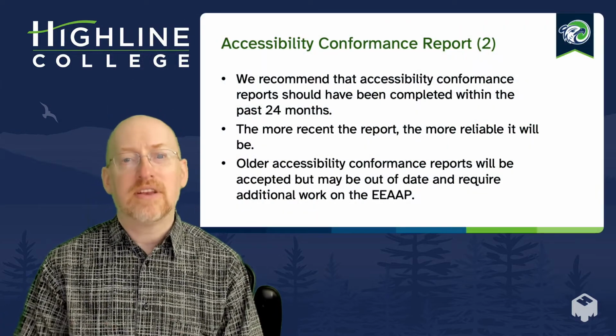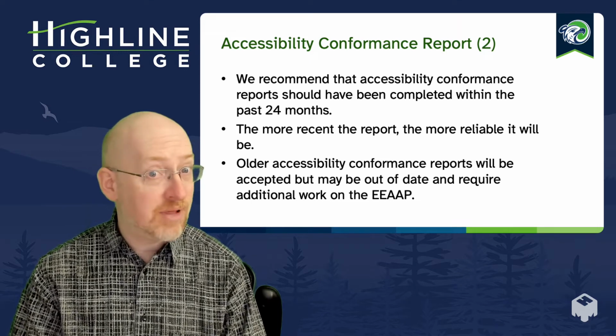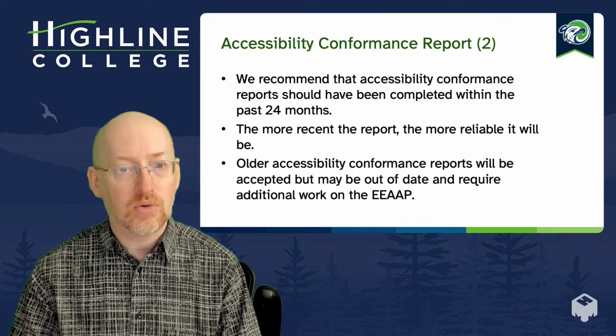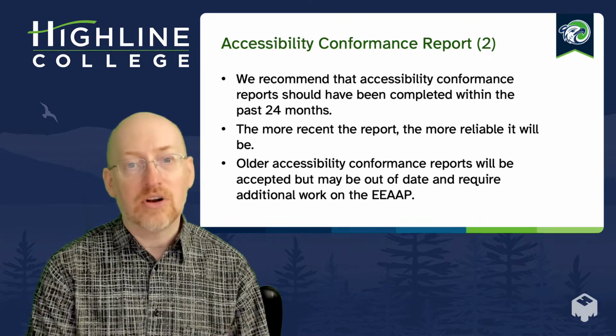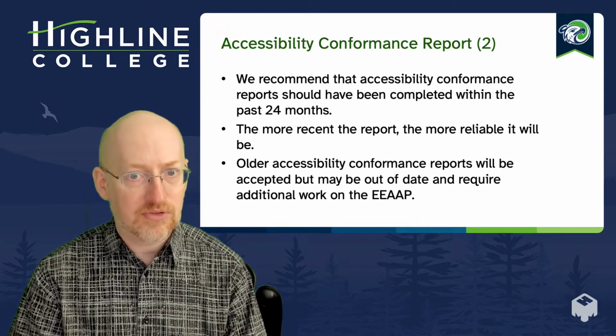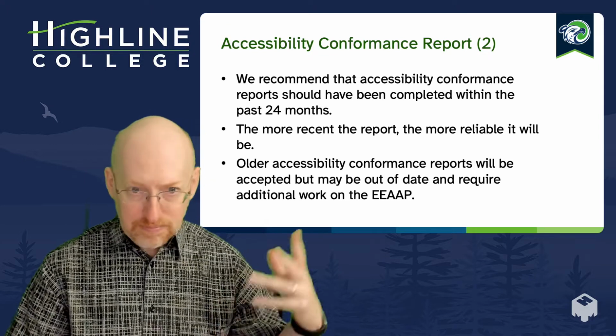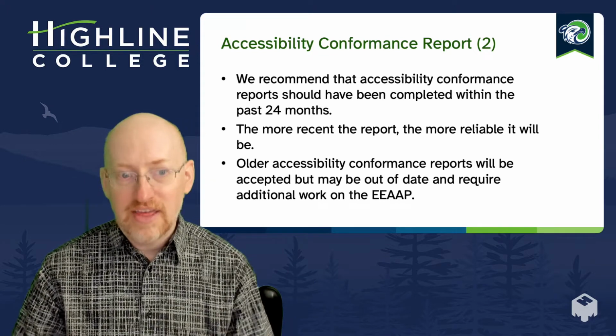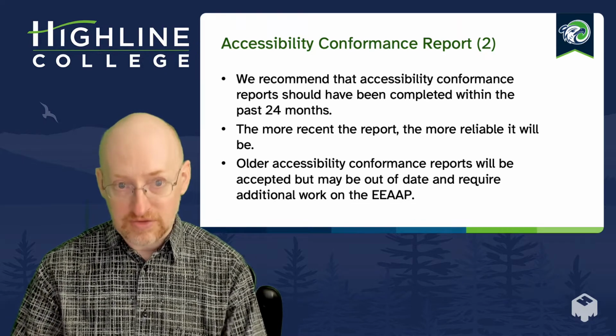We recommend that accessibility conformance reports should have been completed within the past 24 months. Of course, the more recent the report, the more reliable it will be. And if all there are are older accessibility conformance reports, we'll accept them, but they may be out of date, not current to the current version of the software or product, and this may end up requiring a little bit more work as you're building the EAAP.